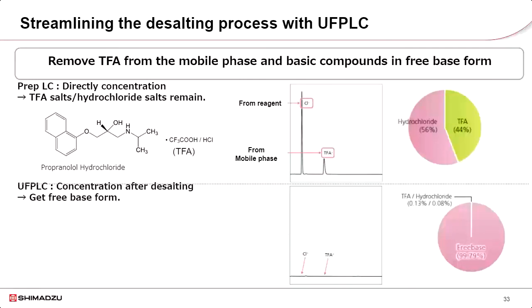This slide presents the analytical results obtained through ion chromatography for a TFA solution containing the basic compound propranolol after undergoing free base treatment. Compared to untreated samples, the recovery conducted using UFPLC shows a significant reduction in peaks corresponding to chloride ions and TFA-derived peaks. This confirms that effective removal of counter-ions has been achieved during the desalting and free base treatment processes.